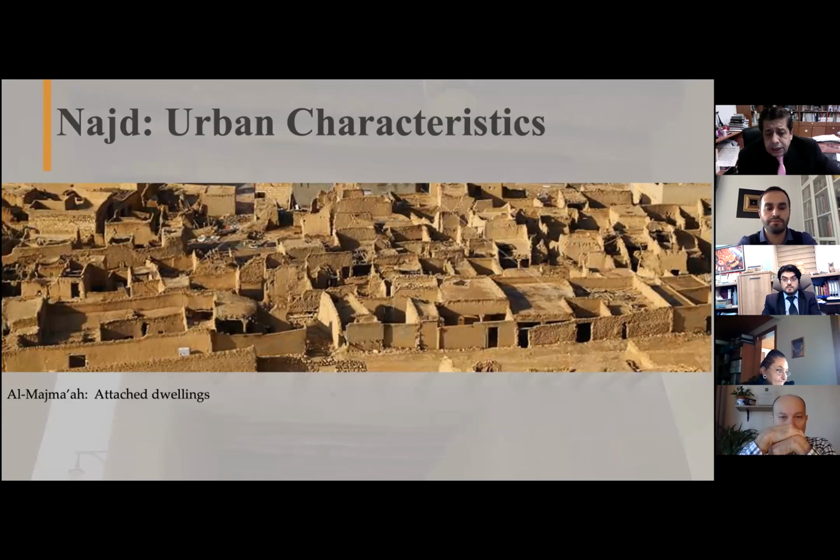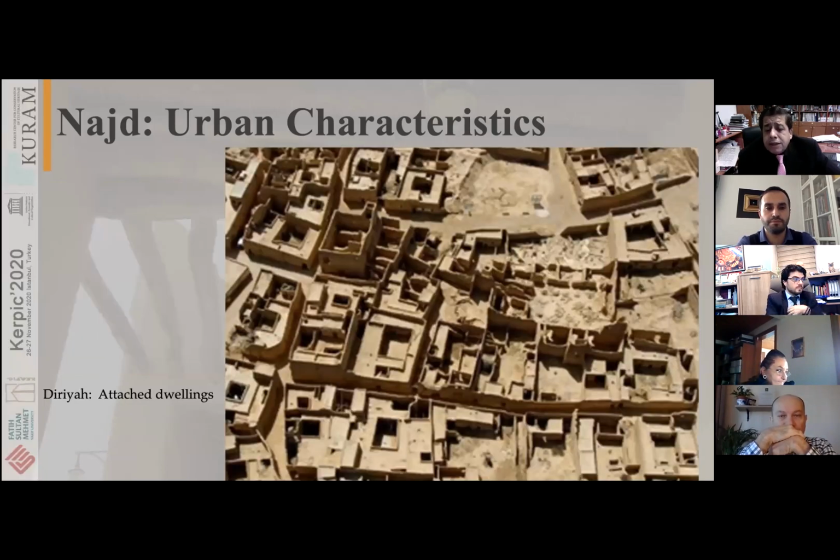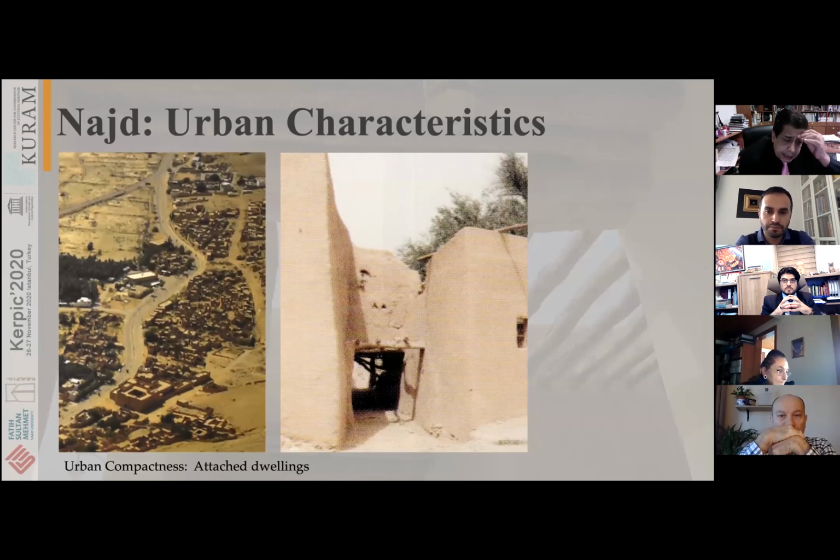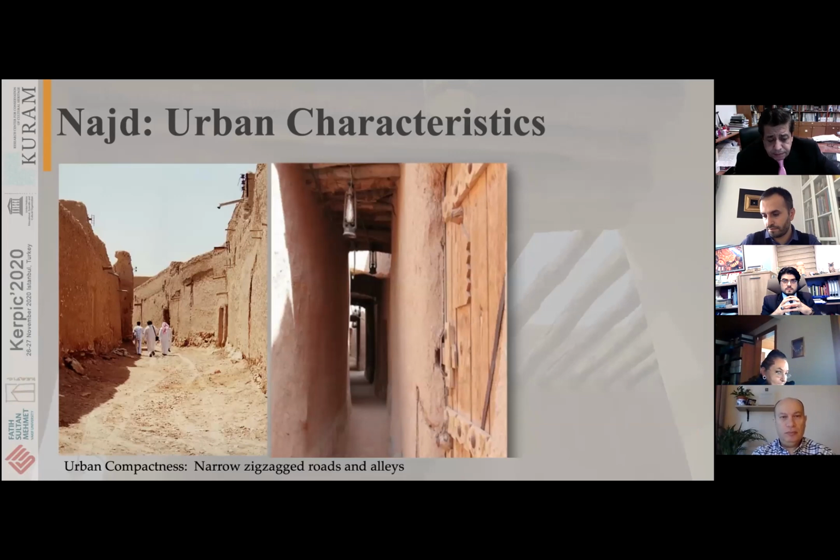Buildings are attached, and there are no large outside surfaces exposed to direct sunlight or heat. Sometimes it is necessary to enhance the coolness and the shading, and this is achieved by this kind of sabbat that are scattered throughout the settlements of Najd. Narrow zigzag roads and alleys bring shading and coolness to the space and make it easier for people to move from one point to another inside the settlement.